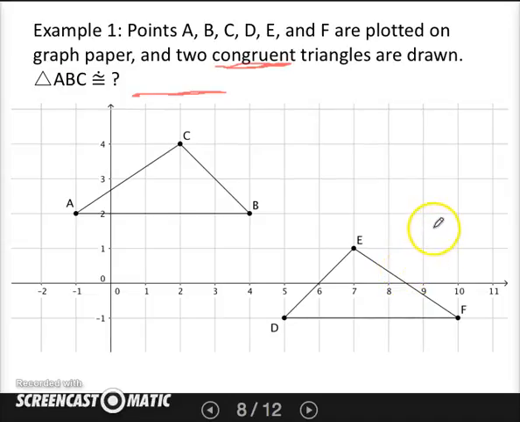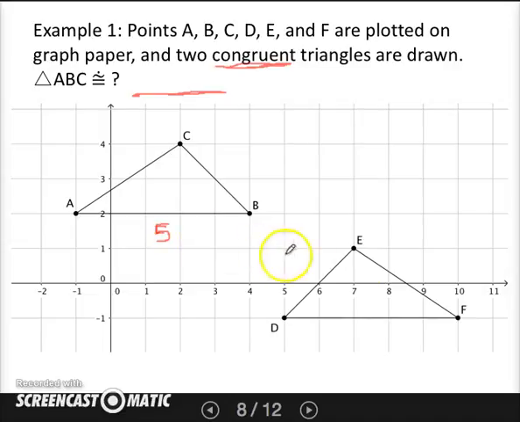Okay, so let's start with side lengths. On graph paper, it's easy to find this side length, the side length of AB. We can either subtract their x-coordinates, since it's a horizontal side, or we can just count over boxes. 1, 2, 3, 4, 5. It looks like this side is 5 units long.